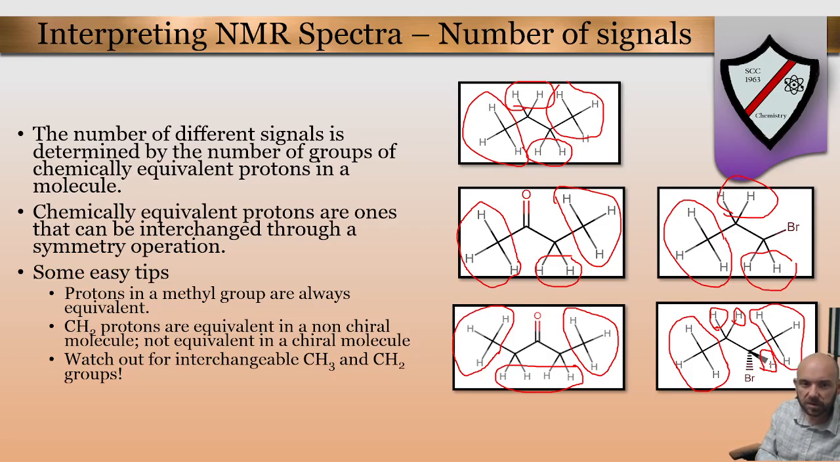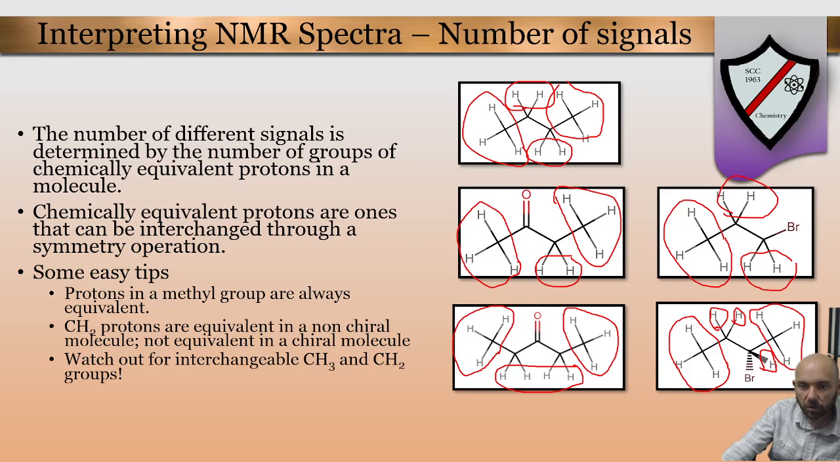So you can see from my examples here, hopefully, what chemically equivalent protons are and are not. And you see from the easy tips down there some ways that you can always tell what is and is not equivalent. Protons on methyl groups are always equivalent to one another. CH2 protons, as we've seen, most of the time are equivalent to one another, but when there's a chiral center in the molecule, they are not.